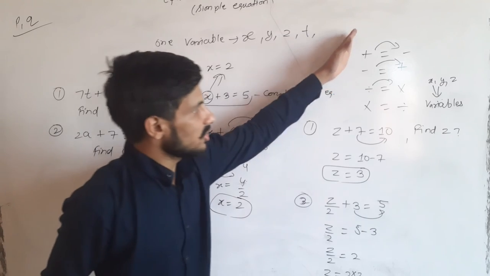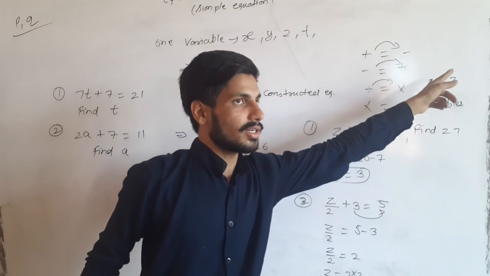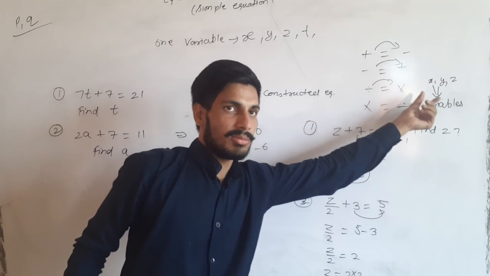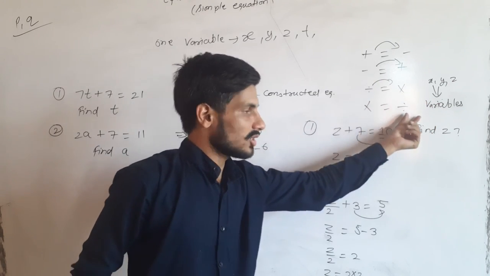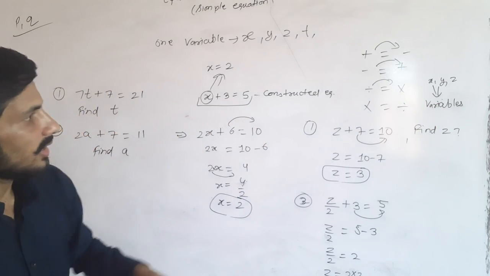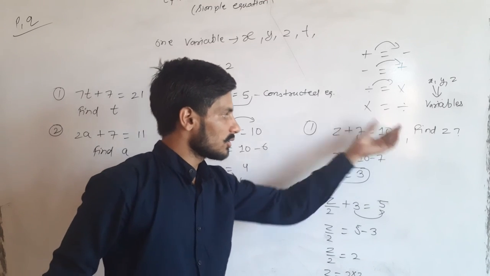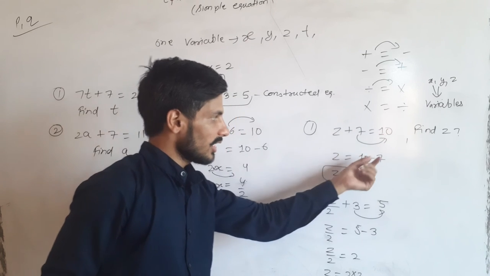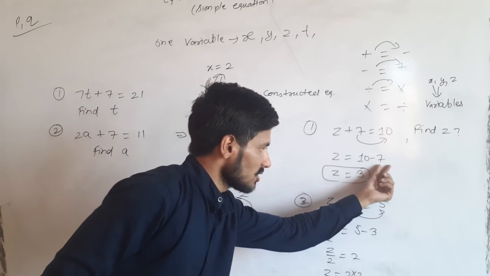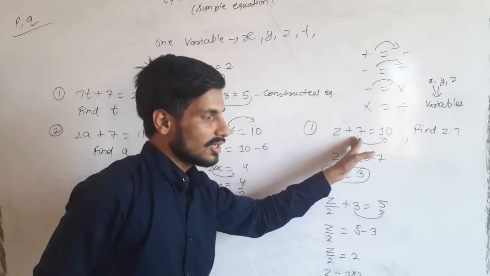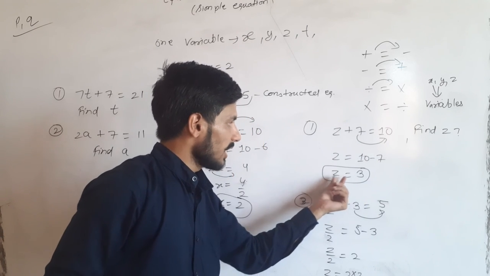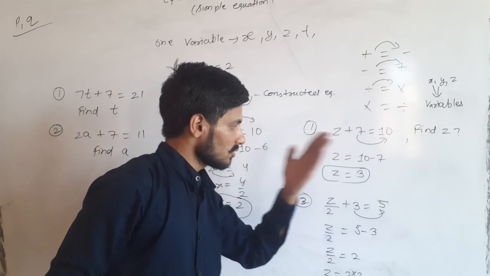You have to remember these rules. A plus is transferred to that side as minus. Minus is plus. Division becomes multiplication. Multiplication goes to division. Okay. Another question. Z plus 7 is equal to 10. Z equals, so 10, 7 is transferred to that side, then 10 minus 7, because here it is plus 7, so that side will be minus. So Z is equal to 10 minus 7, which means 3.